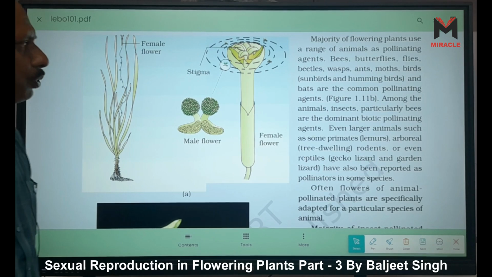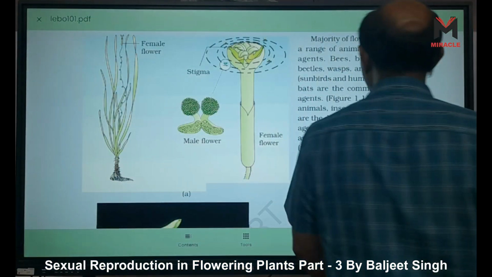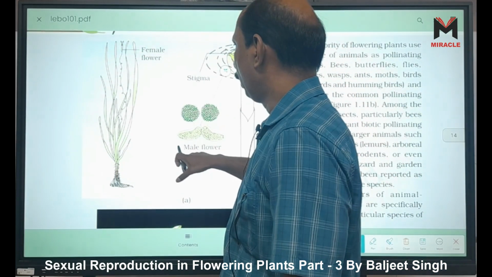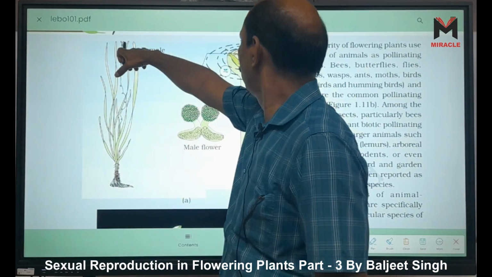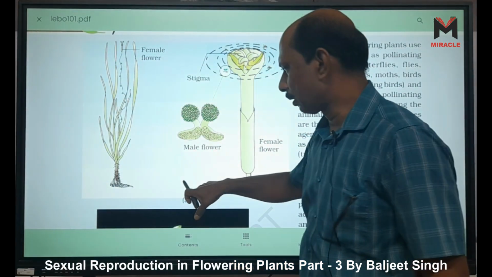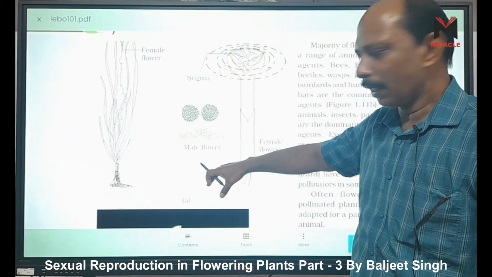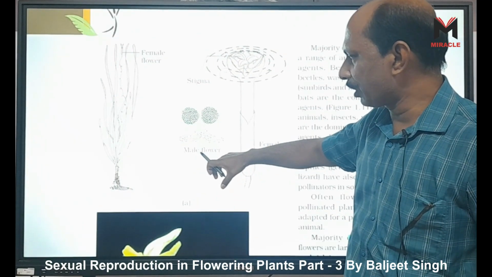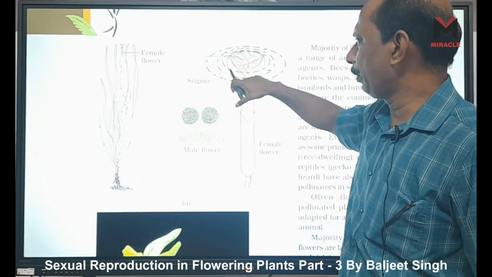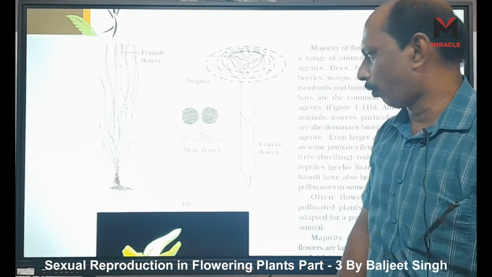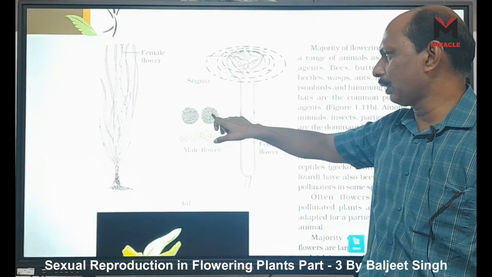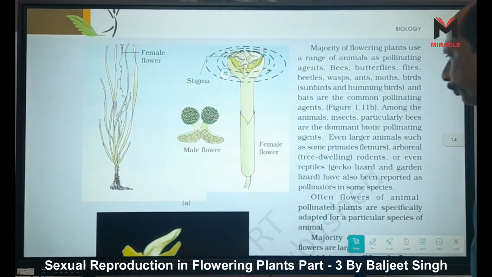Majority of flowering plants use a range of animals as pollinating agents. Here, this figure is given. These are Vallisneria plants, right? This is the female flower. It reaches up to the surface of water, right? And this is the male flower, which is released inside the water, but because of buoyancy it comes to the surface, and here it goes around, and then after some time it reaches the stigma and pollination occurs, right? This is the male flower which has come to the surface, and these are the pollen grains, right?